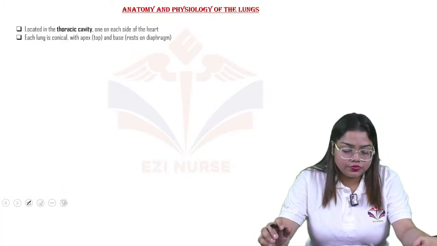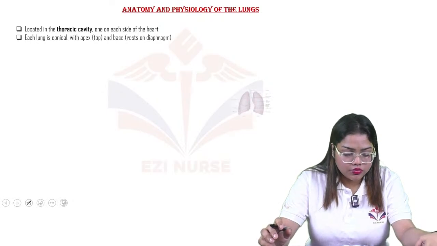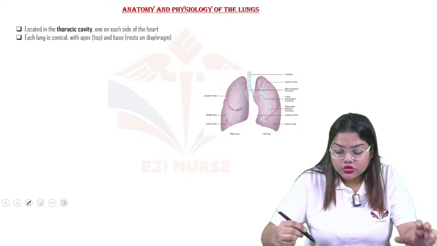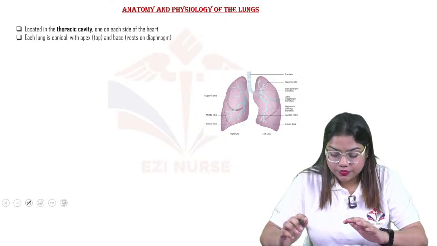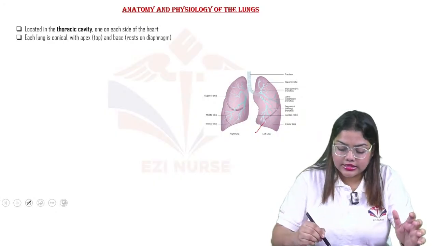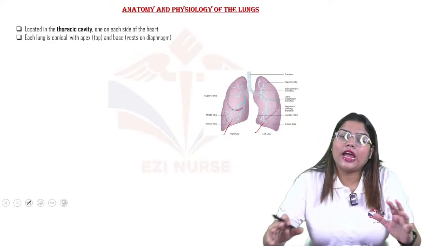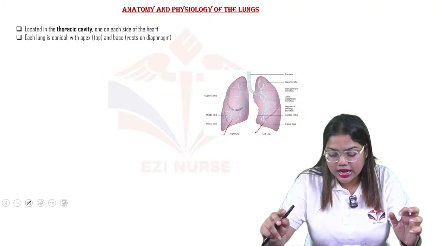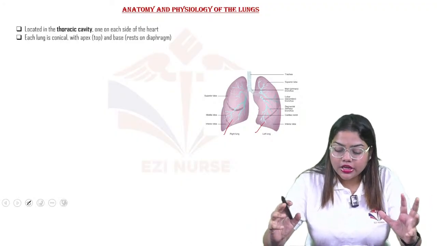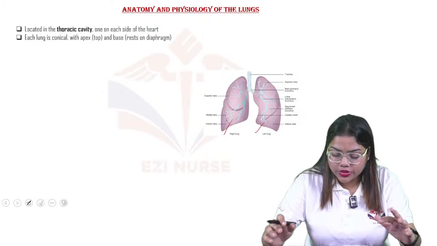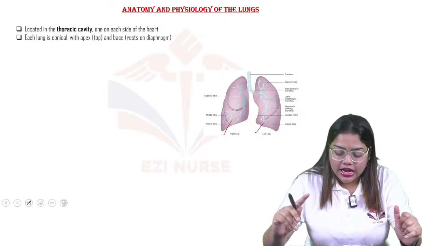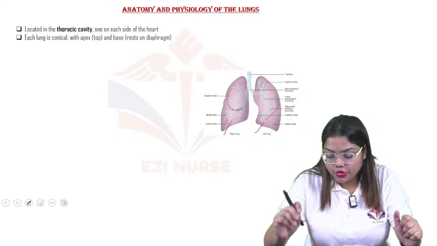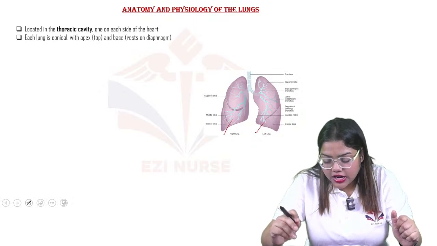Now we will see how the lungs actually look. This is the shape of the lungs. This is the left lung and this is the right lung. The right lung has 3 lobes, whereas the left one has only 2 lobes. The superior lobe is the biggest lobe in the right lung, and we also have the middle lobe and inferior lobe. On the left side we only have 2 lobes, inferior and superior.